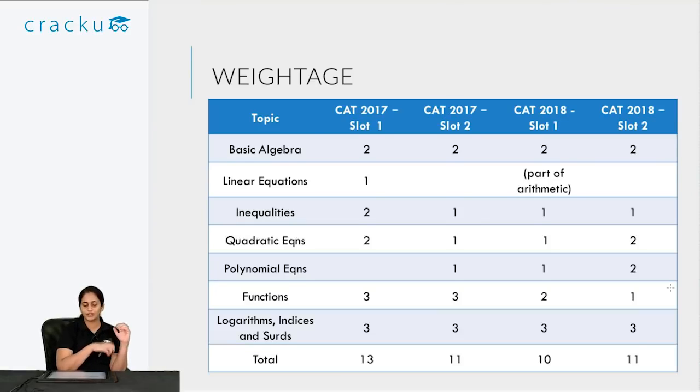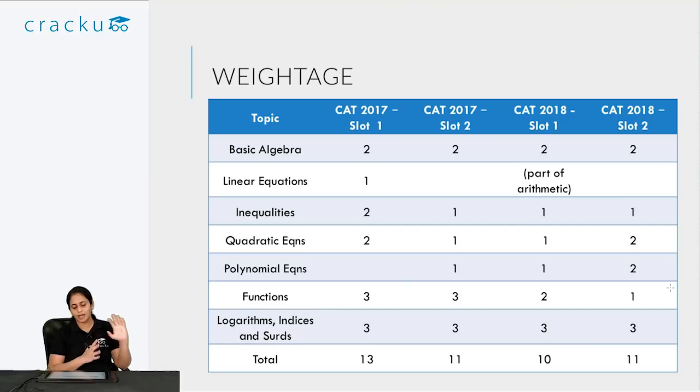apart from say polynomial equations and functions, I should be absolutely rock solid in all the other subparts of algebra, and that is extremely doable. There is literally nothing that would stop you from getting almost every question from basic algebra, linear equations, inequalities, quadratic equations, and logs correct. So if you put in the effort, put in the time, you should be able to get all of those questions right, and those are about 7 to 10 questions from those topics. So you should always target those topics and make sure that you always get those topics right.